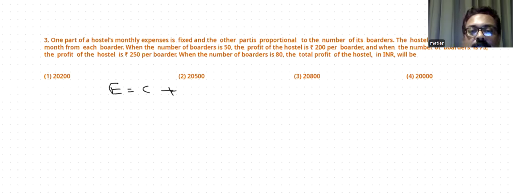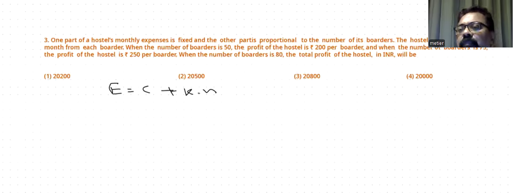So the equation will be E equals C plus K into N. E is expenses, C is constant, that is fixed, K is variation constant, N is number of boarders. The first equation will always be the same. Now go with the data.